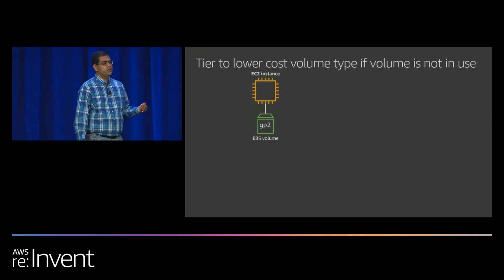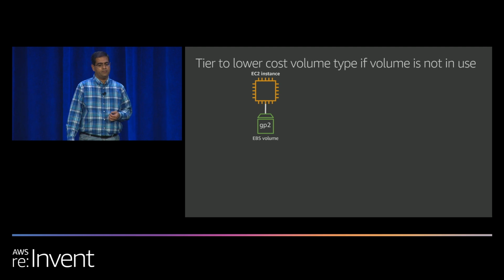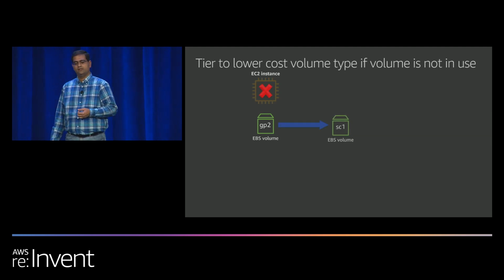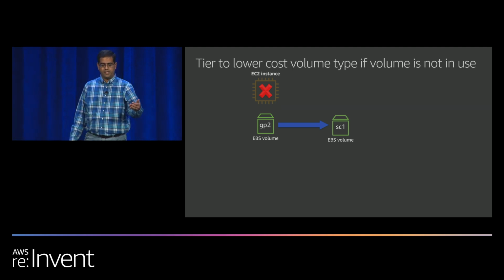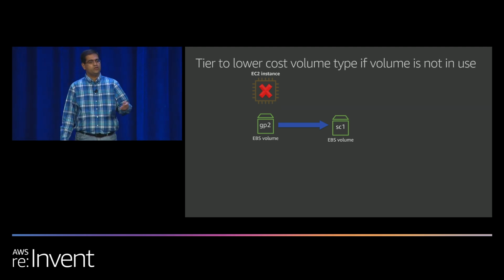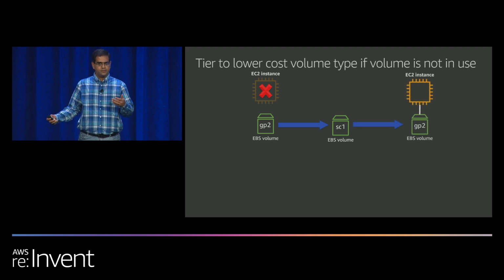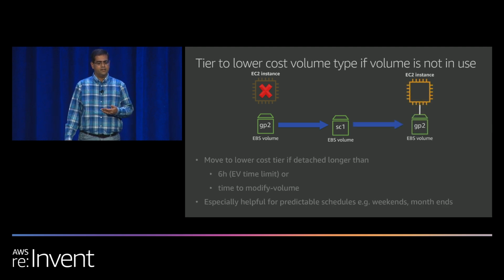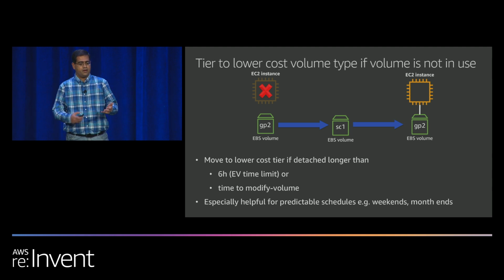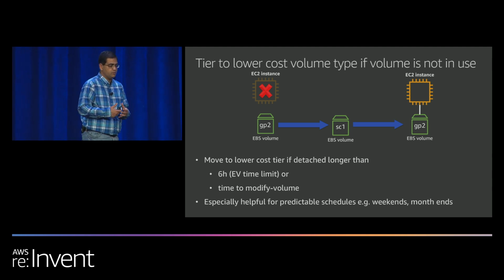Another thing you can do is lower cost on the volume type if the volume is not in use. So if the instance dies, or you terminate the instance, you can move your GP2 volume and store it on SC1. And when it's time to connect the instance back up again, connect it to a GP2 volume, or elastic volume, use modify volumes to move it to a GP2 volume.